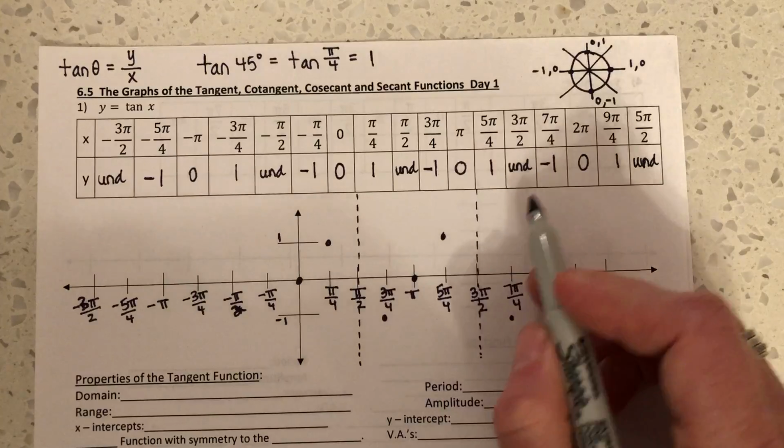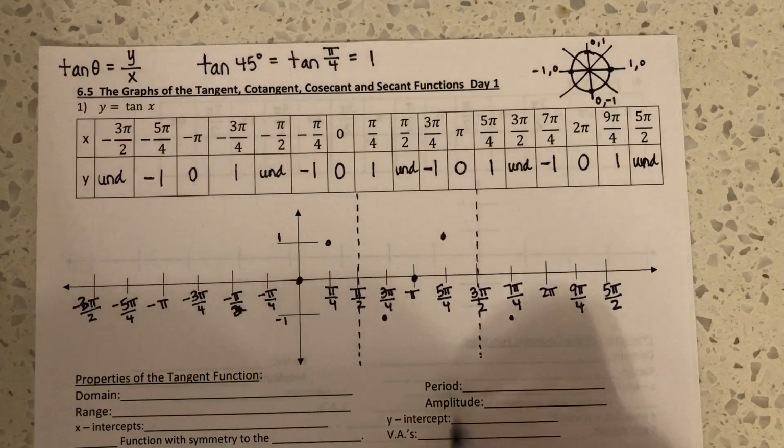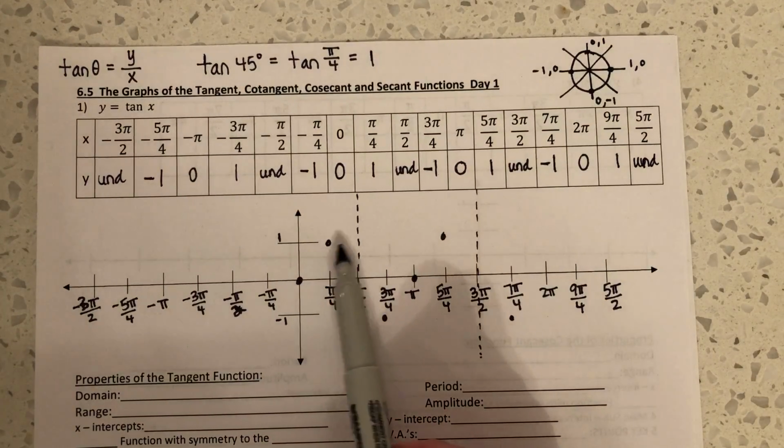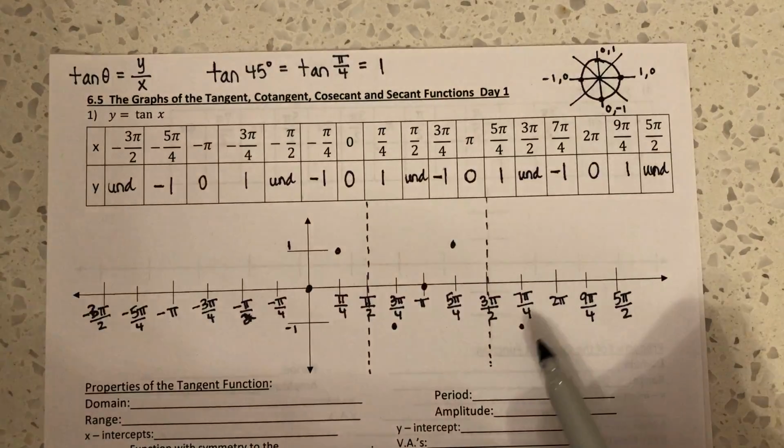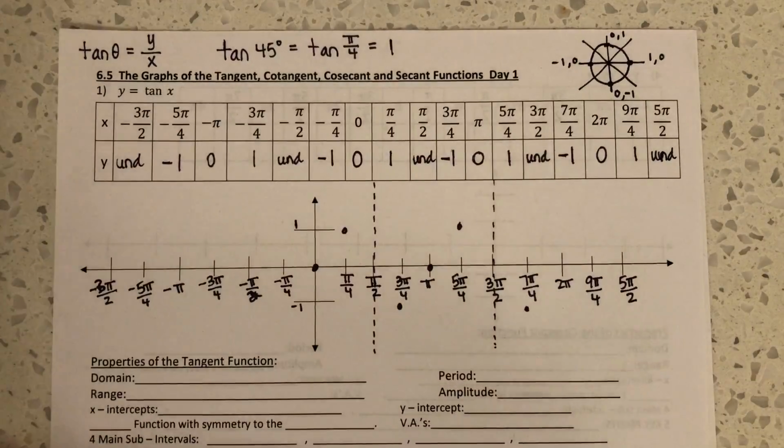So you can kind of start seeing a pattern in the outputs as they go. Like right here, you had 0 and then 1 and then undefined. And then negative 1 and then 0 and then 1 and then undefined. So see how this 0, 1, undefined? All right, we haven't seen the other side of this graph yet to see the full pattern.